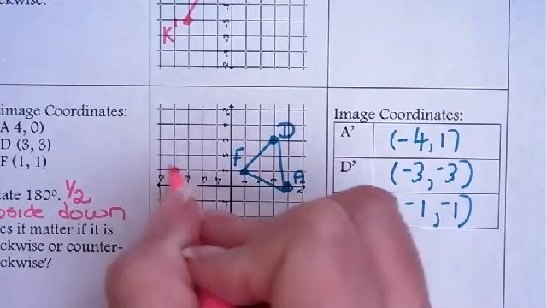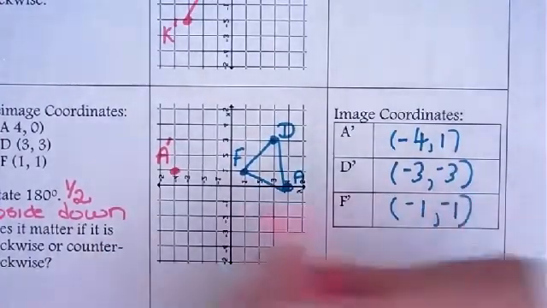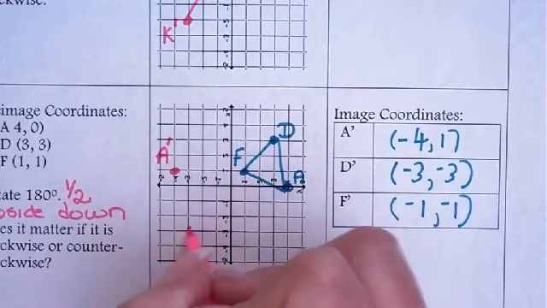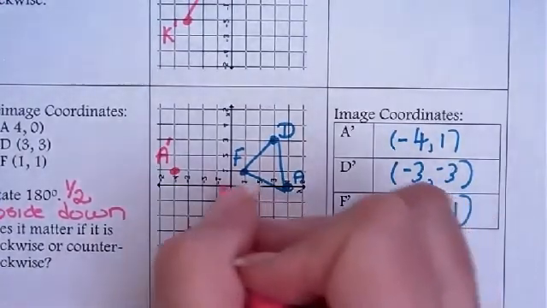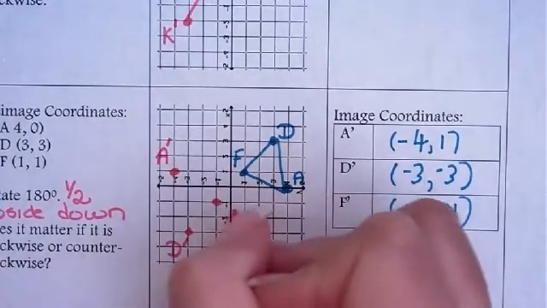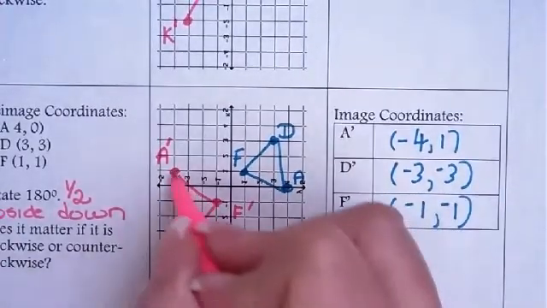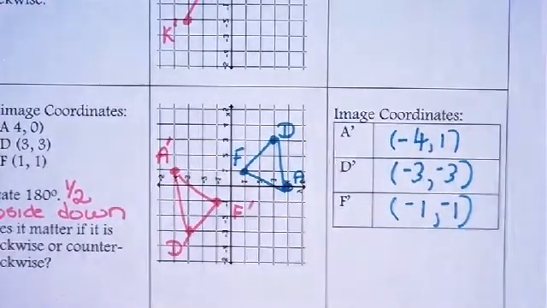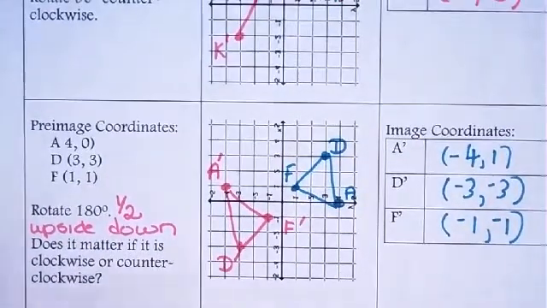1 right here. D prime is at negative 3, negative 3. So 1, 2, 3, 1, 2, 3. There it is, D prime. And F prime was at negative 1, negative 1, which is right there. Okay, and does it look like it's completely on the opposite side? It absolutely does.